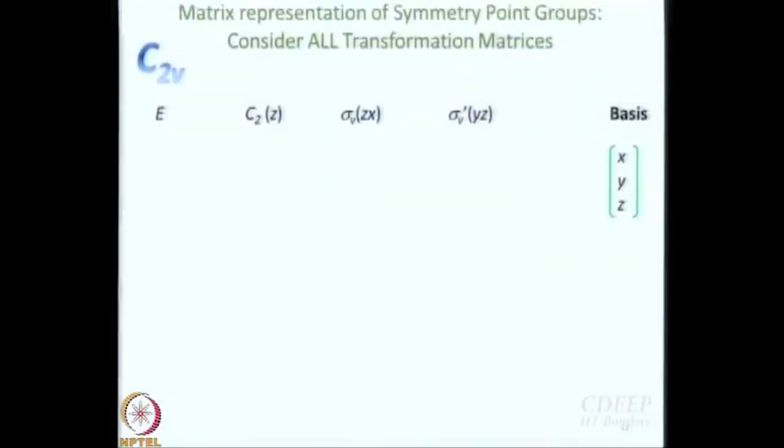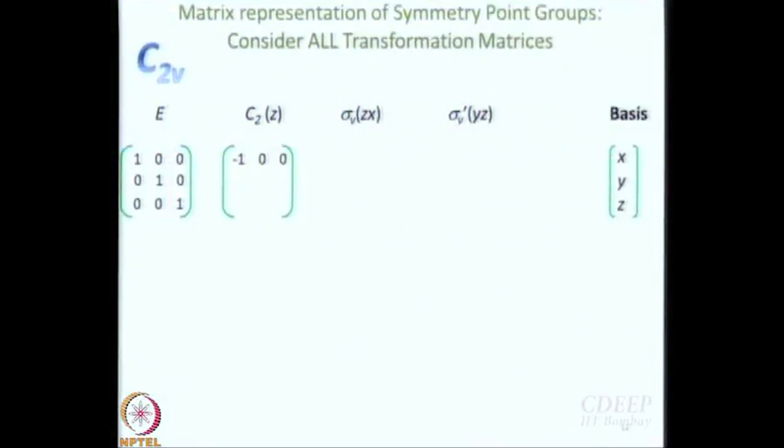Fine. So, for this basis, let us construct the symmetry operations. What will be the matrix for E? Very simple. 1, 0, 0, 0, 1, 0, 0, 0, 1. Because it is identity. Identity has to be a unit matrix, no issue. What about C2z? What happens when I apply C2z? What happens to x coordinate? X becomes minus x. You agree with that? What about y? Y becomes minus y. What about z? Z remains invariant. So, what will the matrix be? Minus 1, 0, 0, 0, minus 1, 0, 0, 0, 1.